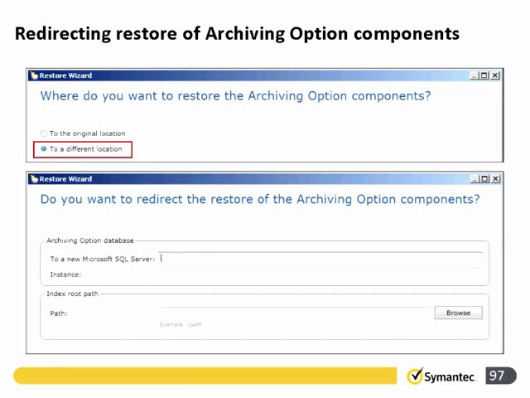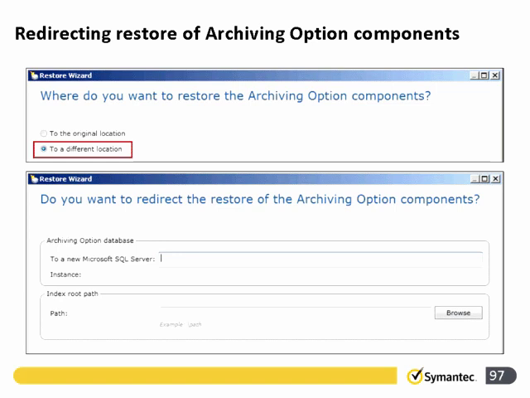You can redirect the restore of the archiving options within some leeway. Some of these databases must live on the Backup Exec server. Backup Exec will allow you to redirect what is capable of being redirected.